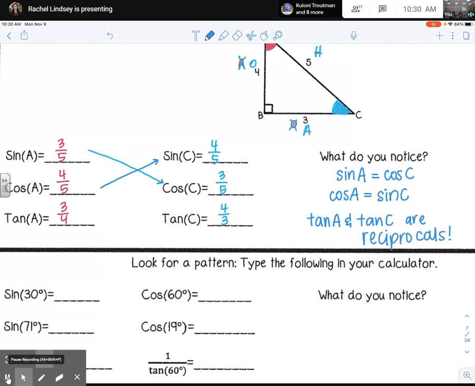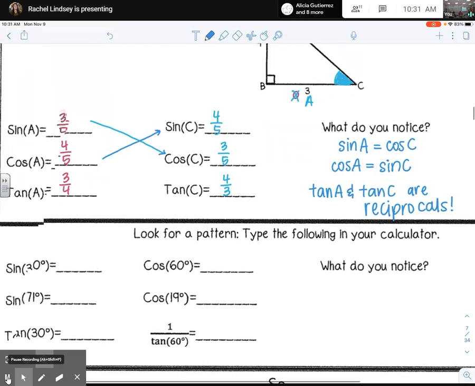So if you think about it, A and C are complementary angles. If A was 60, C would be 30. So sine of 60 equals cosine of 30. 60 and 30 are complementary, so we can find their relationships like that.